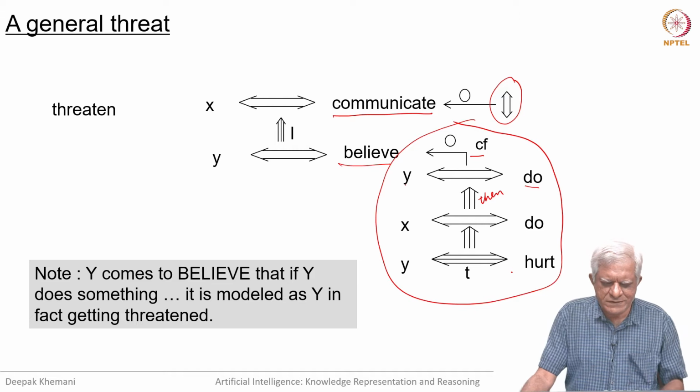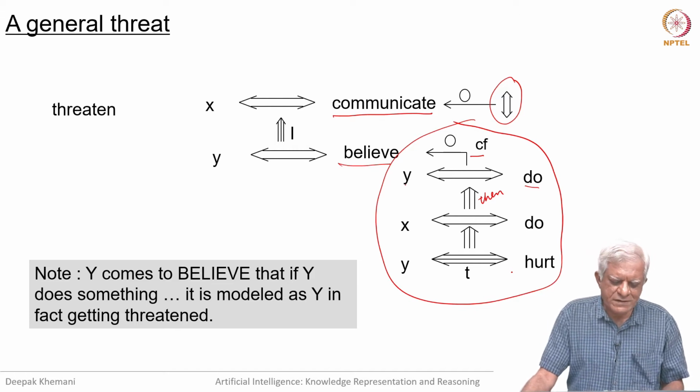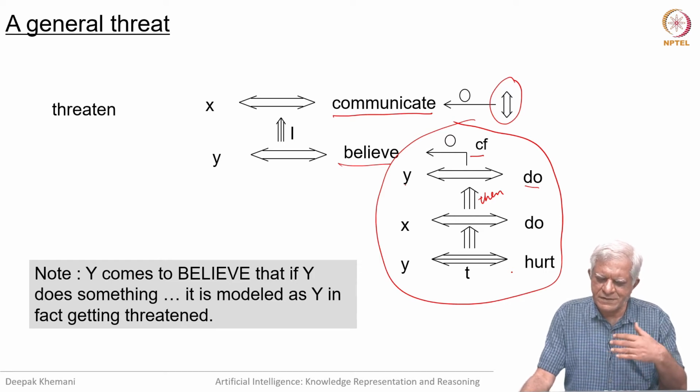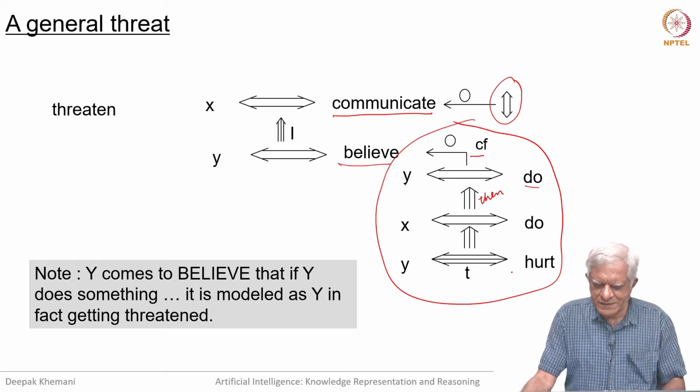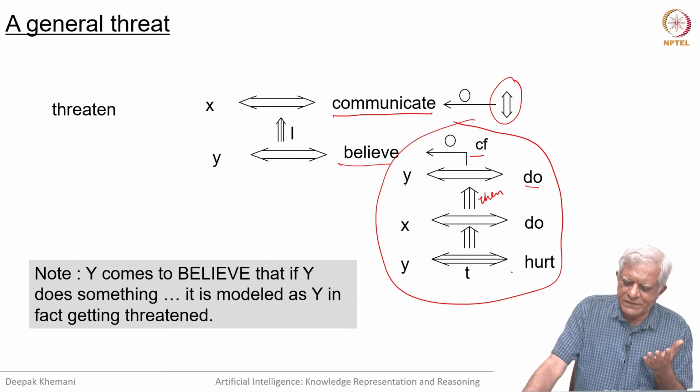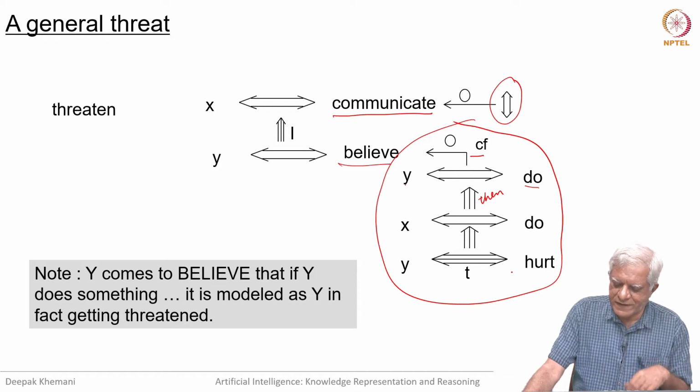So, we saw this word threaten, which says that X communicates something to Y, as a result of which, in fact, we have not even said that it communicates to Y. X simply communicates something, maybe it just makes an announcement, and Y comes to believe that if Y does something in the future, then X will do something, as a result of which Y would get hurt.